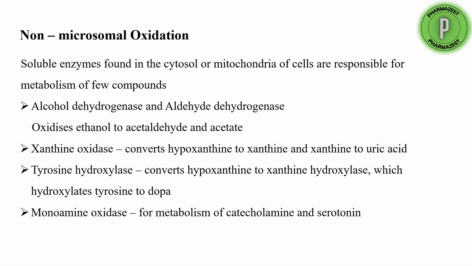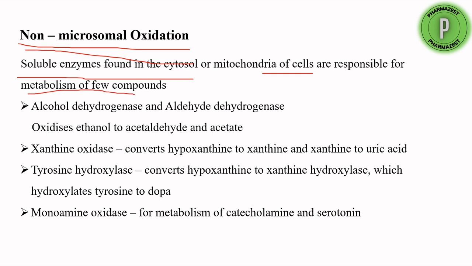And next we have non-microsomal oxidation. What happens in non-microsomal oxidation is that there are some soluble enzymes present in the cytosol or the mitochondria of cells. These enzymes are responsible for the metabolism of some compounds. For example, we have alcohol dehydrogenase and aldehyde dehydrogenase. These dehydrogenases specifically oxidize ethanol to acetaldehyde and acetate.